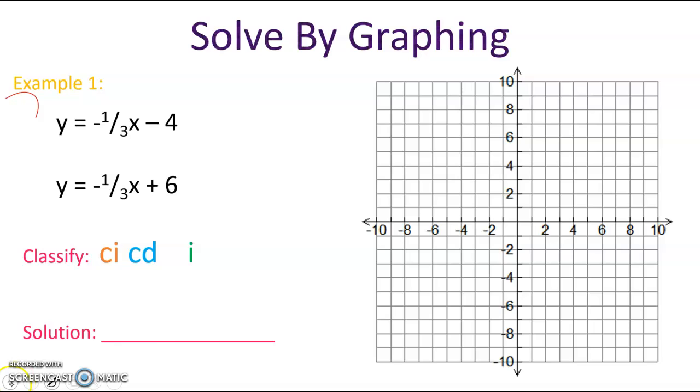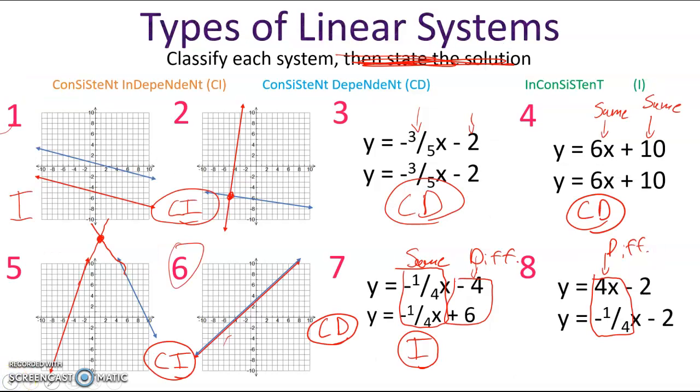Different slopes, so we don't even worry about where the y-intercepts are. They could even be the same y-intercepts, but they have different slopes, so we know that this is going to be a consistent, independent equation system, because these are going to be different slopes. So it's going to be kind of what number 5 or number 2 looks like. They're going to intersect at a single point there.